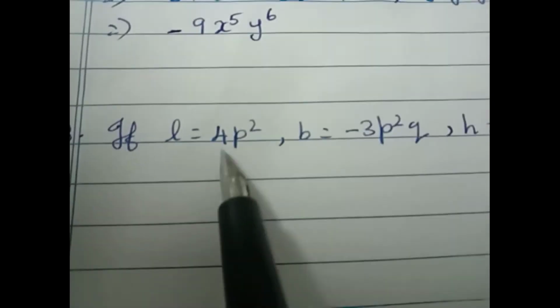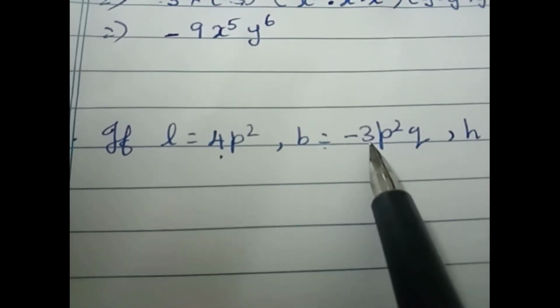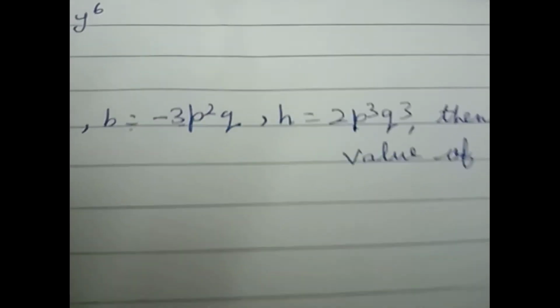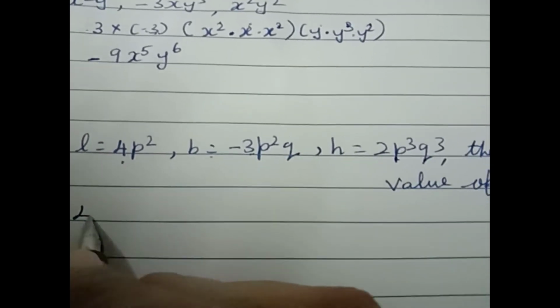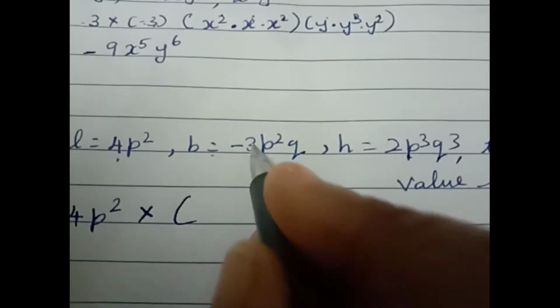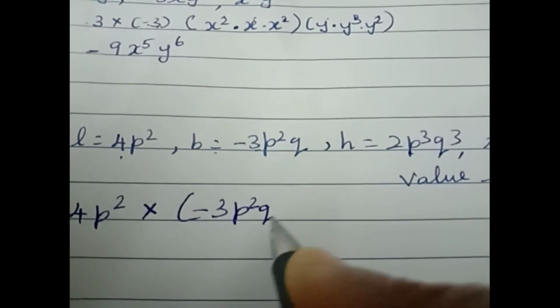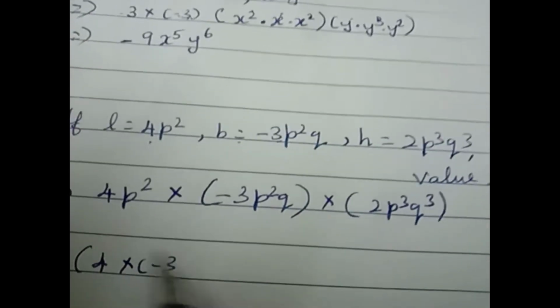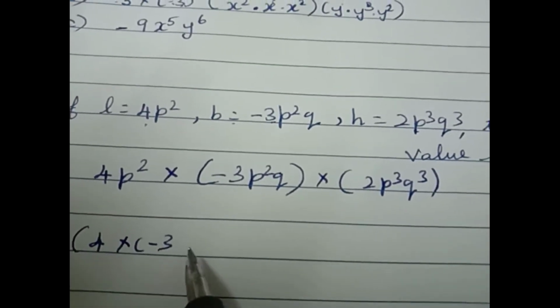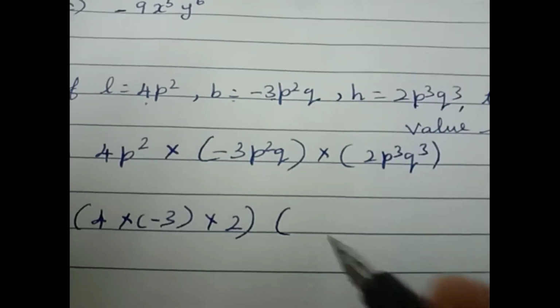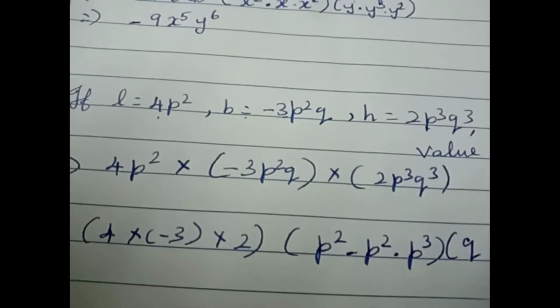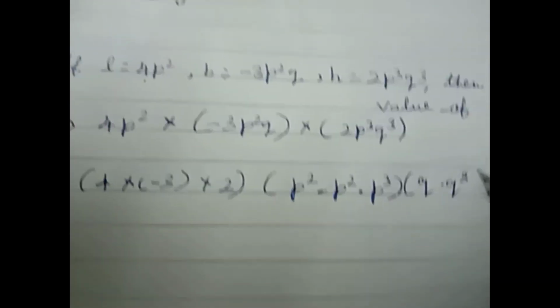Next question. If L is equal to 4p square, B is equal to minus 3p square q cube, H is equal to 2p cube q, then find the value of length into base into height. L value is 4p square, B value is minus 3p square q cube, and H value is 2p cube q. First bring the constants together: 4 into minus 3 into 2, and variables together: p square into p square into p cube, and then q into q cube.